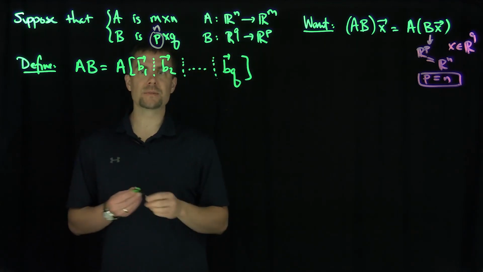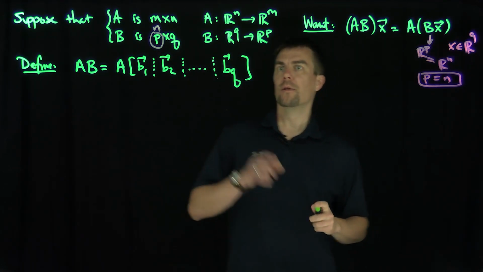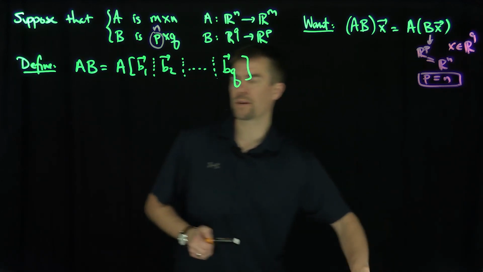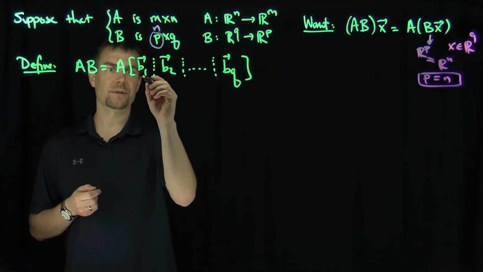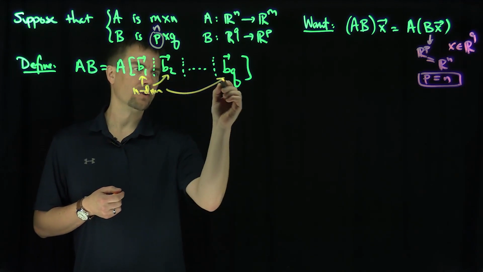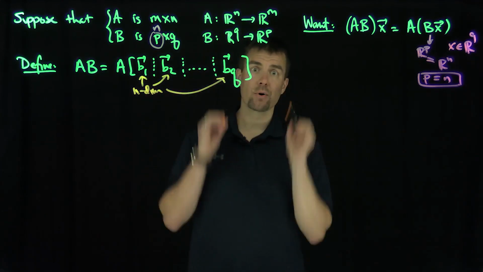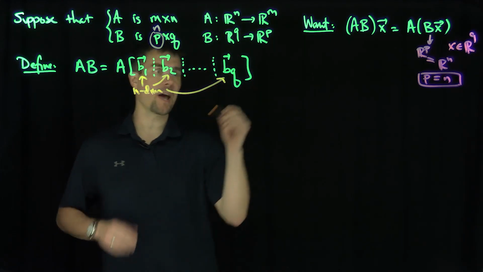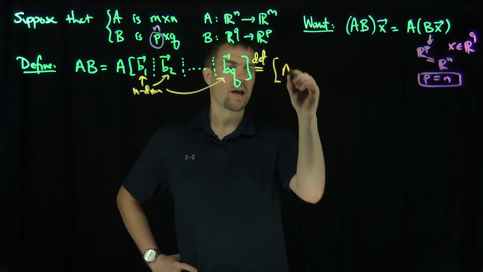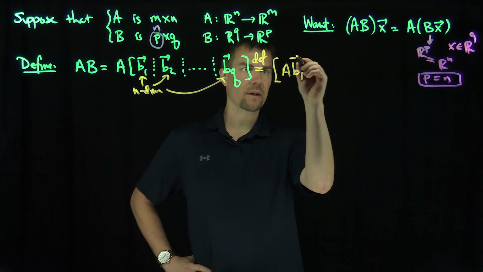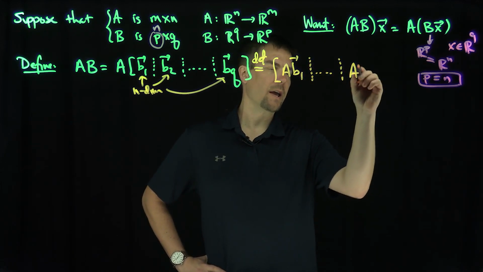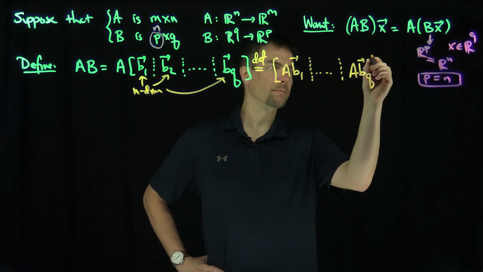And of course, all of these B1, B2, those are the columns, those are things in Rn. So all of these columns are n-dimensional vectors. I know that A can input n-dimensional things, so I can input them into A. So by definition, this is going to be equal to A of B1, that's going to be the first column of my output matrix, all the way down to A of Bq.